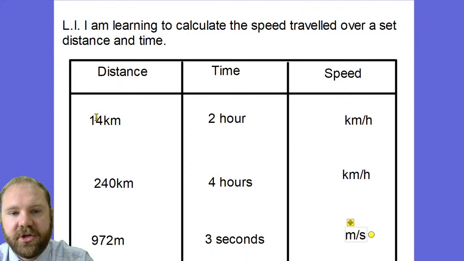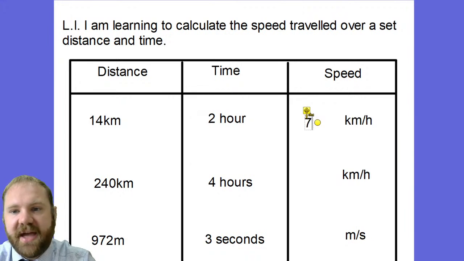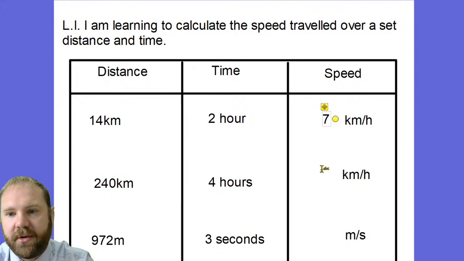Right, so let's work these out. So we know that speed is distance divided by time. So we have 14 divided by 2. Well, that's just 7. So 7 kilometers per hour.